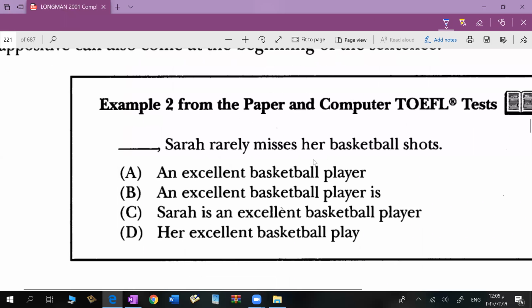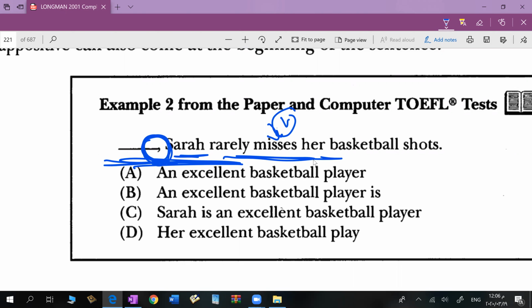Look at here. Again, the same thing, but we have only 1 comma. It's also correct. Sarah rarely misses. So we have here a comma. Sarah rarely misses. This is here the verb. Her basketball shoots. So we need what? We need an appositive to connote that she is the same person as Sarah. An excellent basketball player, and it must be a noun phrase. It must be a noun phrase. Remember the noun phrase? An excellent basketball player.